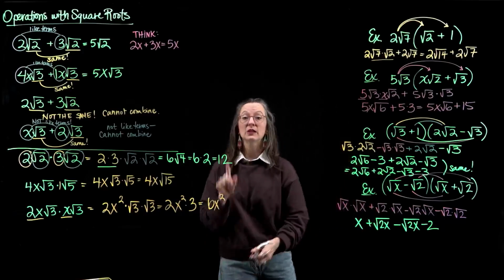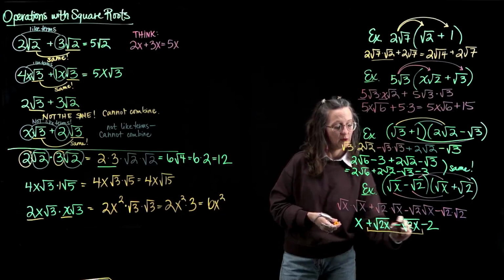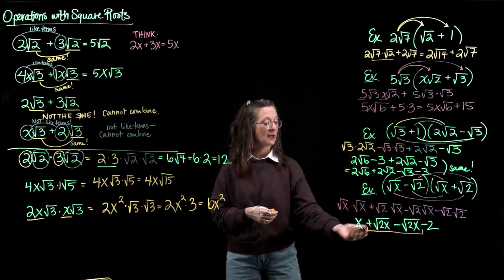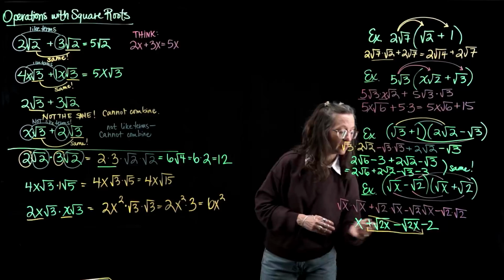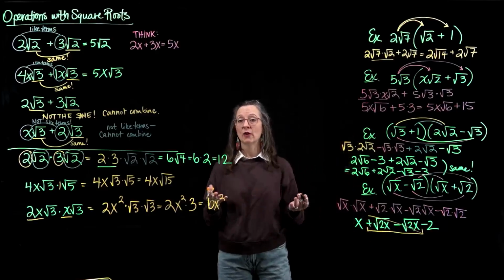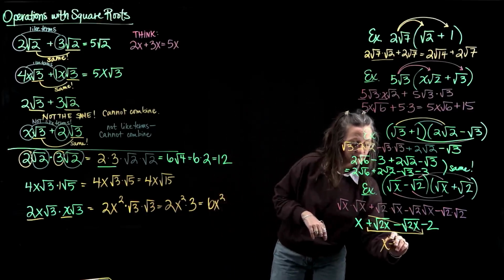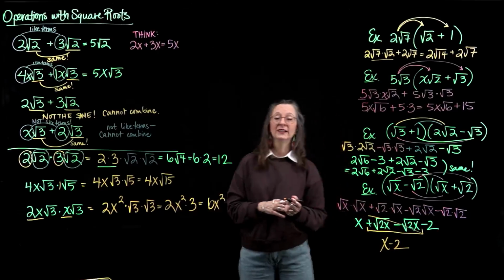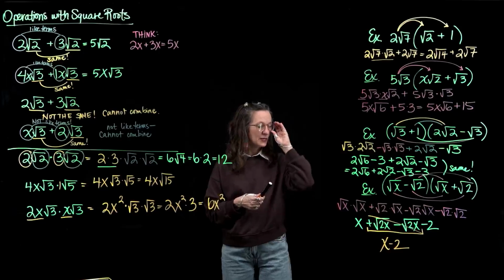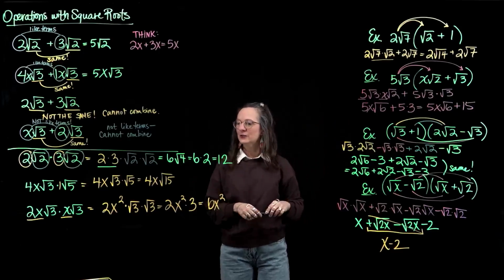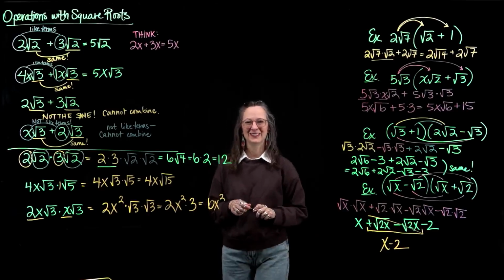Now let's notice something super important here. I have plus square root of 2x and minus square root of 2x. Those are opposites. They are just going to be equal to 0 when we add them together. So I am left with a very nice x minus 2 as my answer, which after all the ugly answers we've looked at so far, seems like a good way to end the video on operations and square roots.